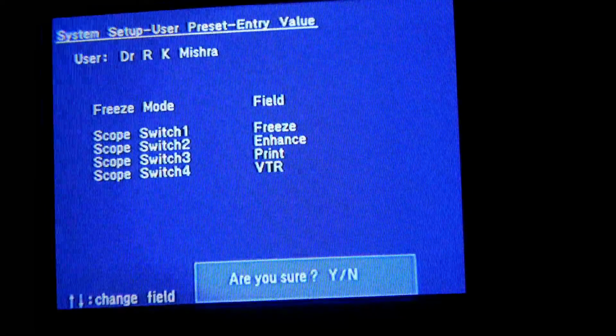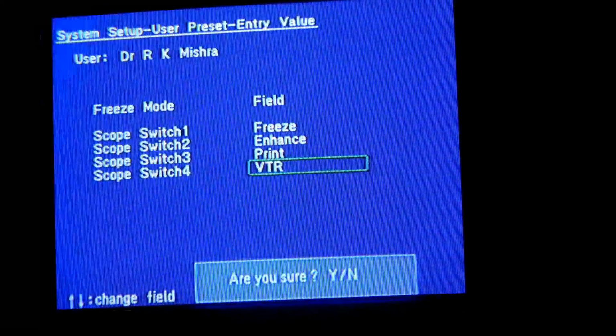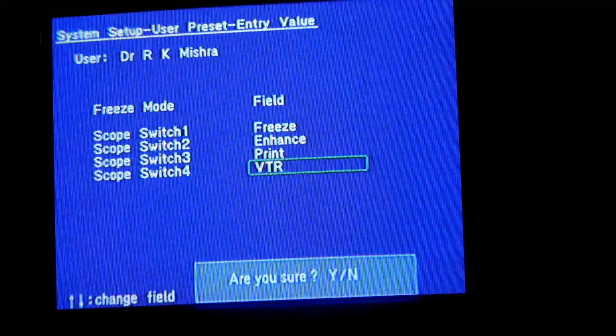After that it will ask, are you sure? I will say yes, and I am sure. Now it will save the data, and now data is saved. Now what is the advantage I will show you.